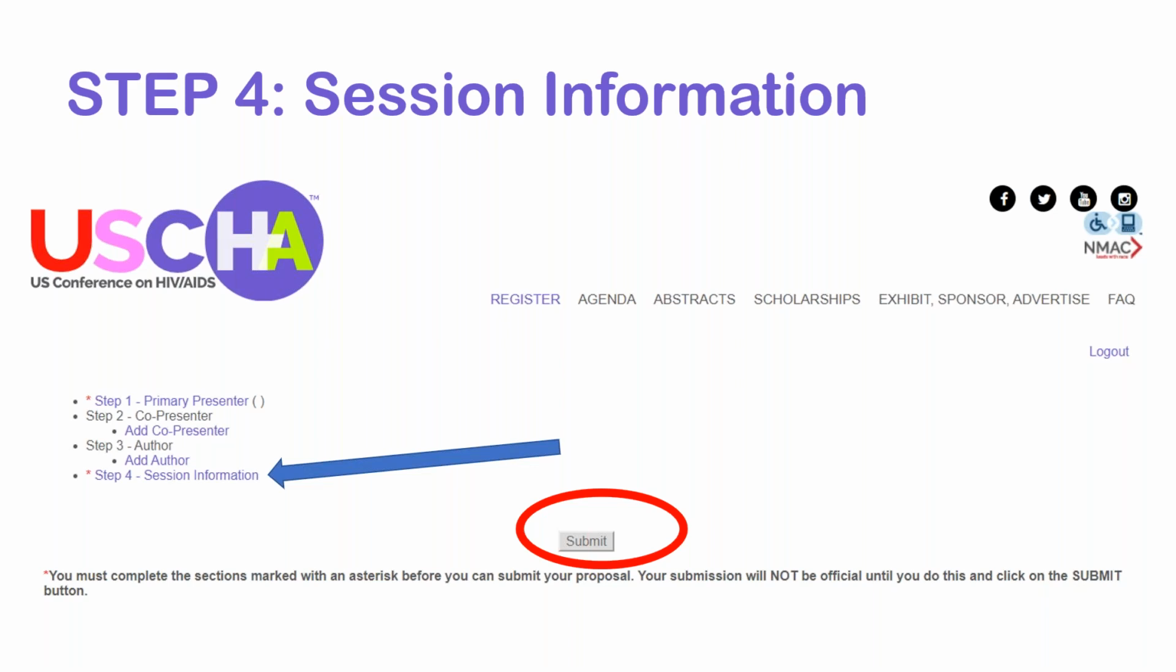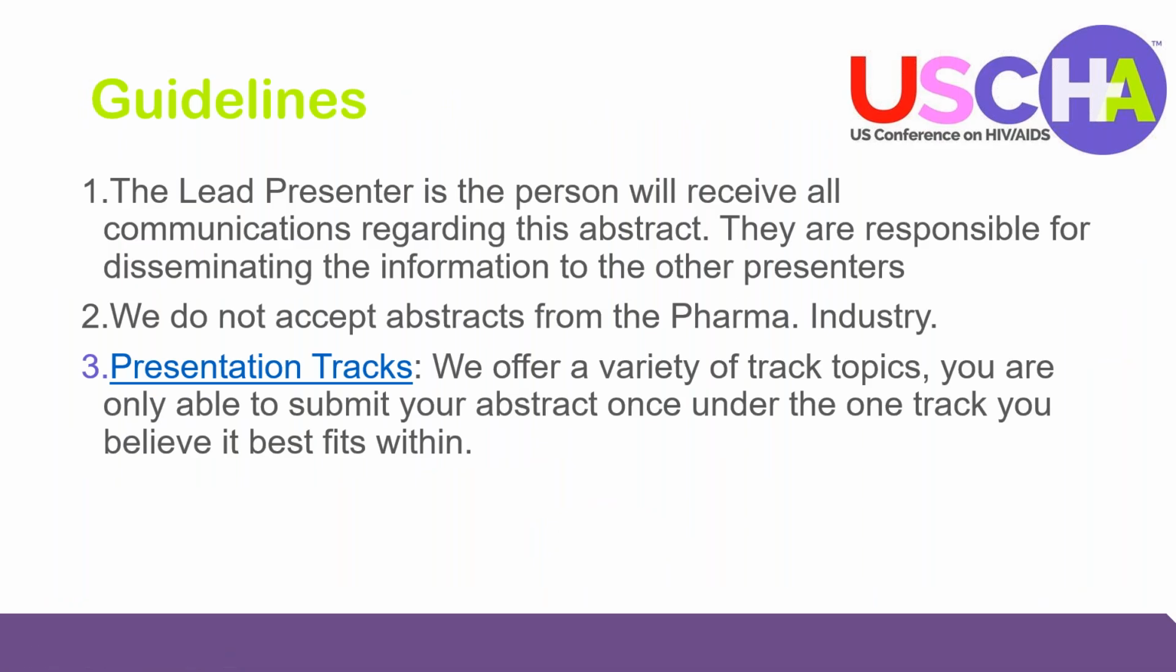But what you will notice on the screen, step 4, where the arrow is pointing, the session information, there's still a red asterisk there, which means there's information to complete, and the submit button is not darkened, so you can't submit yet. So let's keep moving forward into our session information.